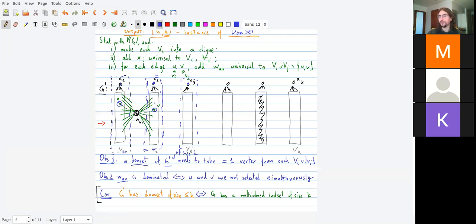This is the only option for this vertex not to be dominated. Of course, we could have been stupid and taken X1, but we will argue in a moment that there is no point in taking X1. Actually, we can argue it now.